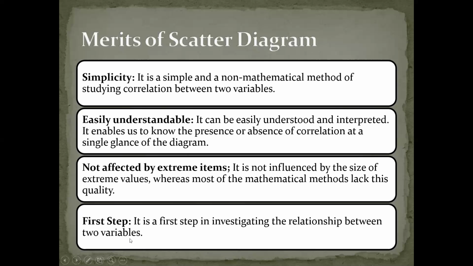Exactly कितना correlation exist करता है वो तो हम जब दूसरे मेथड यूज करते हैं लाइक कार्ल पियर्सन कोफिशिएंट ऑफ कोरिलेशन या रैंक्स पियर्समैन कोफिशिएंट ऑफ कोरिलेशन से पता लगता है. But this method of preparing scatter diagram, it's a first step in investigating the relationship between two variables.